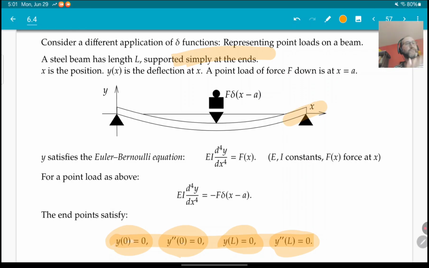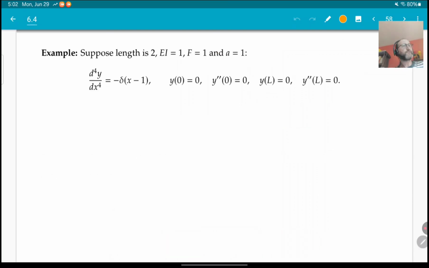It can have some slope, but at those endpoints it's not going to have any curvature, basically. Okay, so let's do a simple example of this sort of computation.